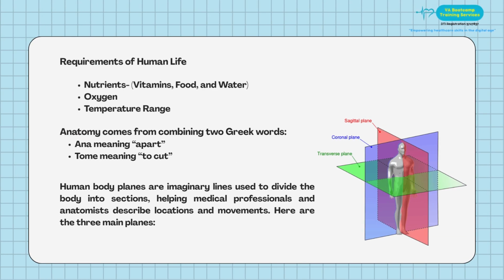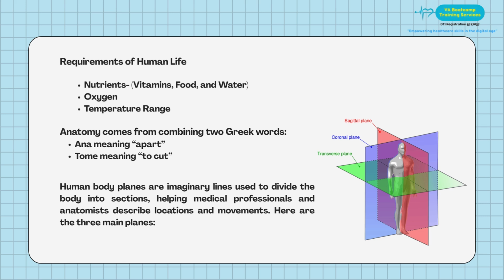Requirements of human life. Human life depends on several essential requirements to survive and thrive. First, we need nutrients, includes carbohydrates, proteins, fats, vitamins, and minerals to support growth and health. Second, oxygen, vital for cellular respiration, allowing energy production in the body. And third, temperature range. The human body can survive within a specific temperature range, but extreme conditions can be dangerous.